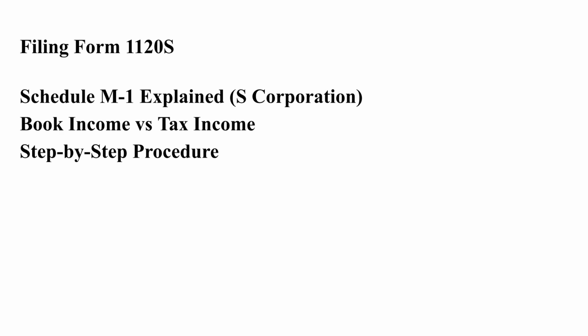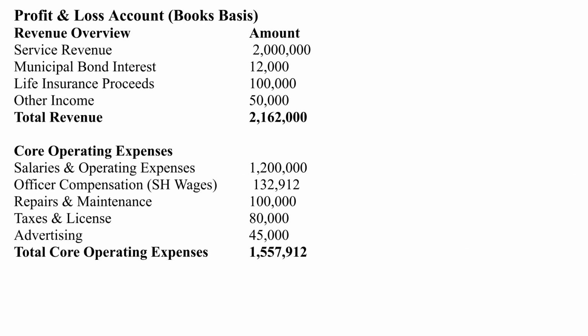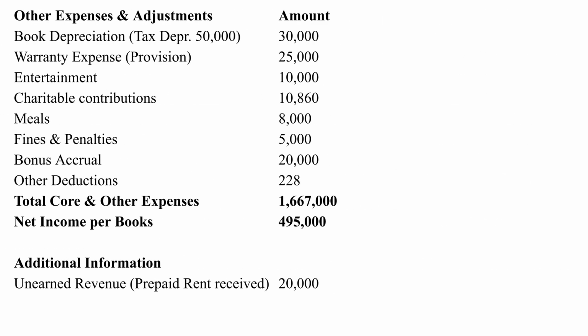In this video, we'll understand Schedule M1 for an S corporation and how it helps reconcile book income to tax income. Let's begin with the profit and loss statement prepared as per books, which reflects the company's financial performance. This is based on accounting principles, not tax rules. We have total revenue of $2.16 million and total expenses of $1.67 million, resulting in book income of $495,000.